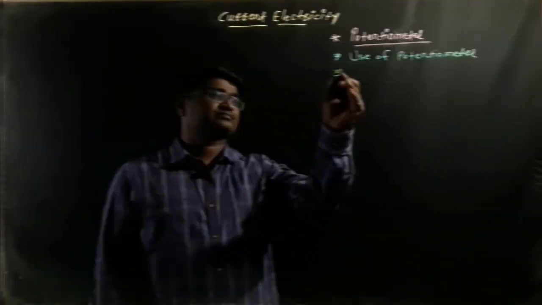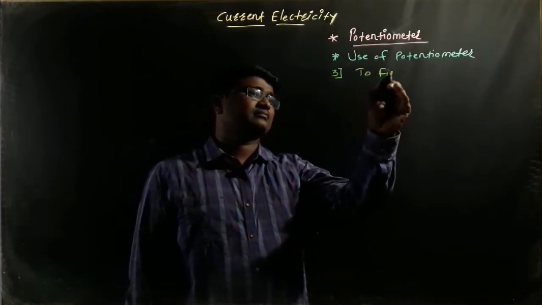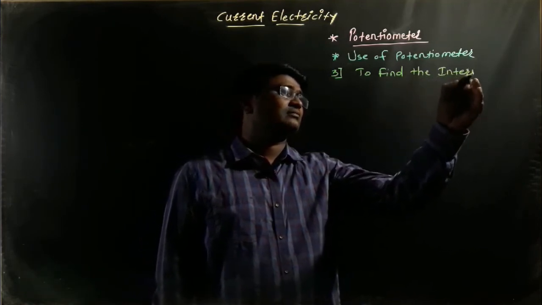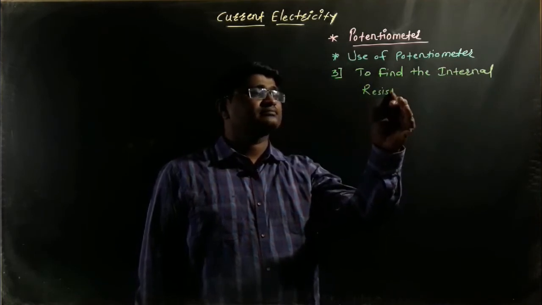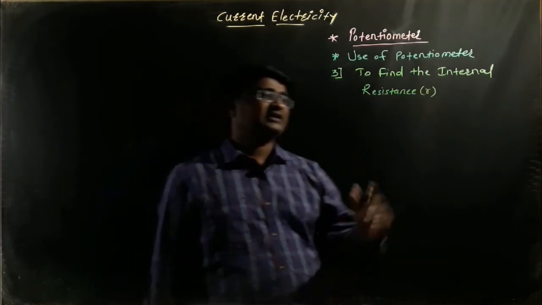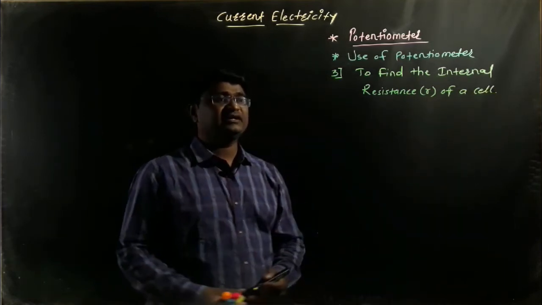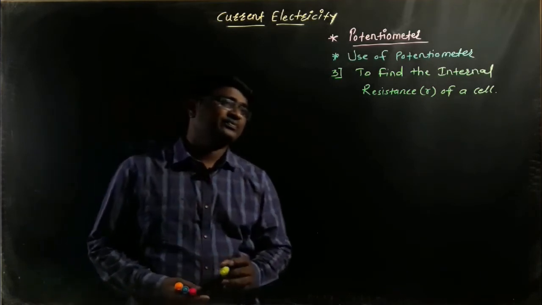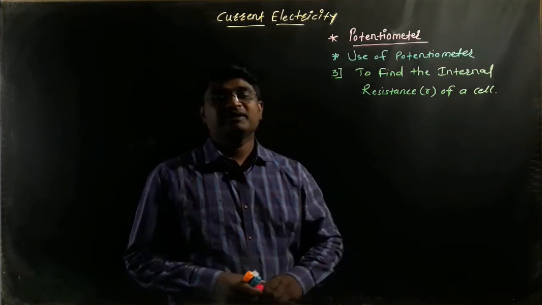Initially we discussed the use of the potentiometer to find the internal resistance, that is small r, of a cell. How do we find the internal resistance of a cell? This is the third use of the potentiometer, which is very important. So let's see how to find the internal resistance of the given cell by using the potentiometer.